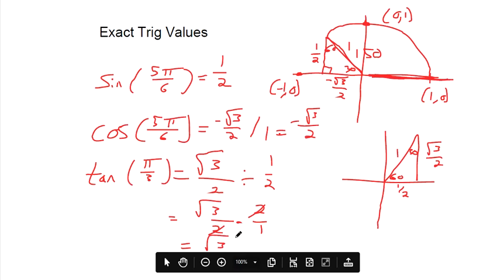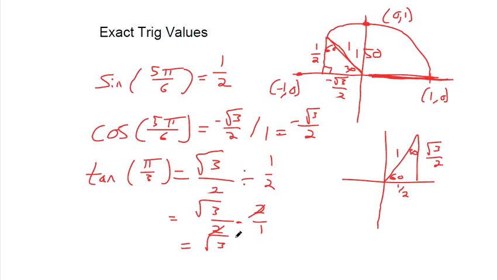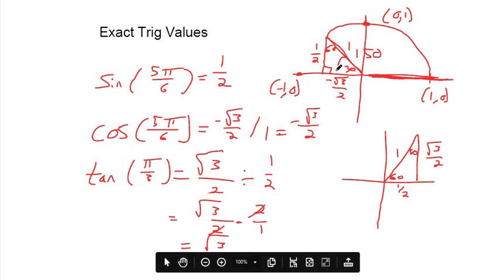I hope this gives you an idea of what they mean by exact values. We need those square roots of 3, the square root of 2 over 2, all that stuff in there, not decimal approaches. And it's really about drawing those triangles in the x and y coordinate system and then thinking about those reference angles.